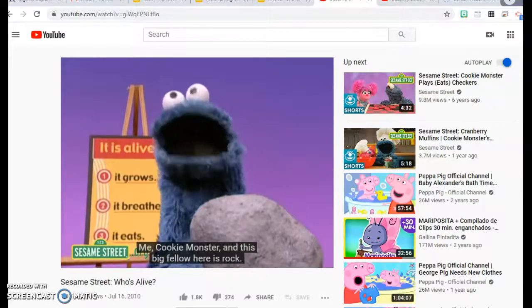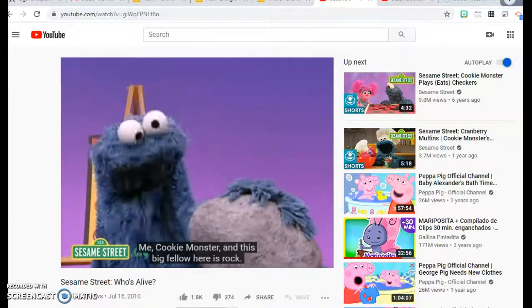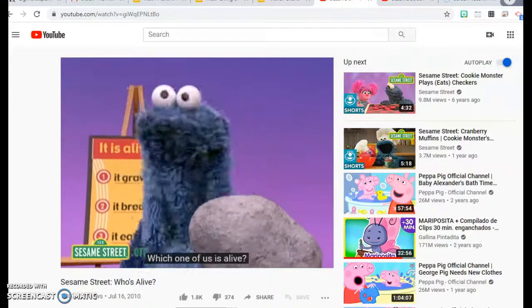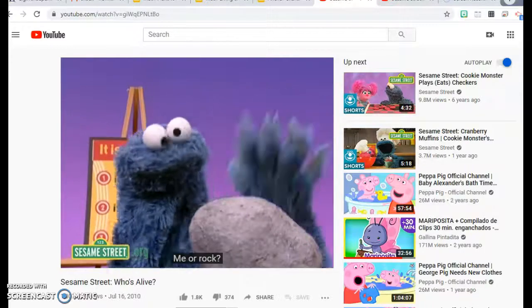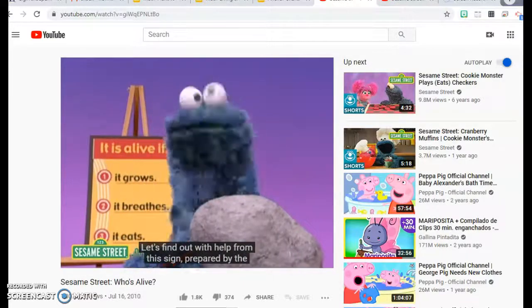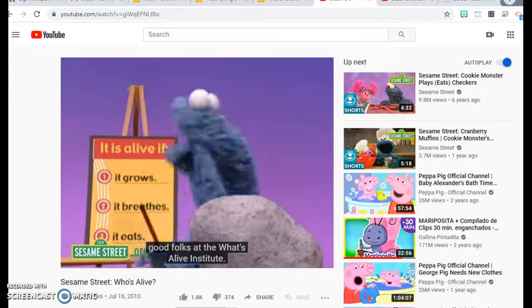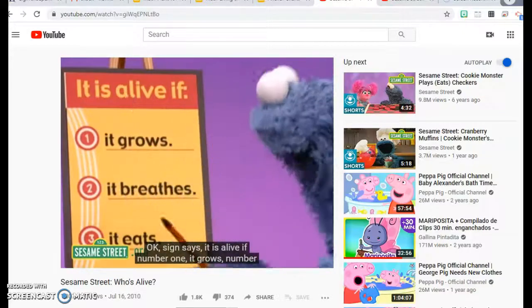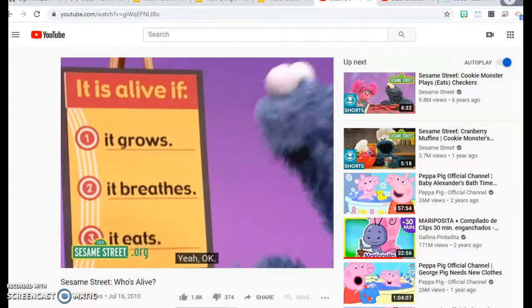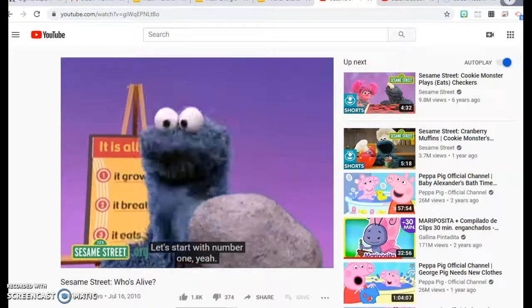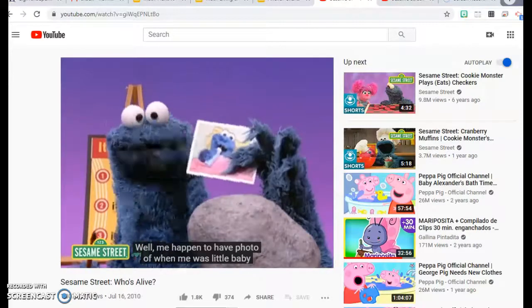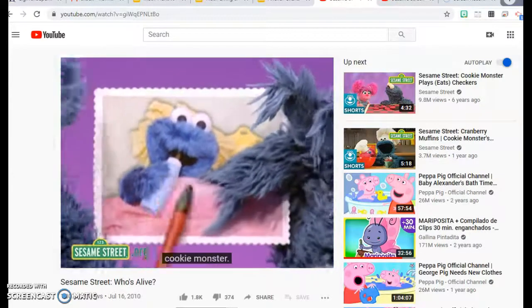Hi, me Cookie Monster, and this big fella here is Rock. Yeah, hi, Rock. We're here to ask an intriguing scientific question. Which one of us is alive, me or Rock? Yeah, let's find out with help from this sign prepared by the good folks at the What's Alive Institute. Sign says it is alive if, number one, it grows, number two, it breathes, number three, it eats. Okay, let's start with number one. It is alive if it grows. Well, me happen to have a photo of when me was little baby Cookie Monster. Oh, me so cute.